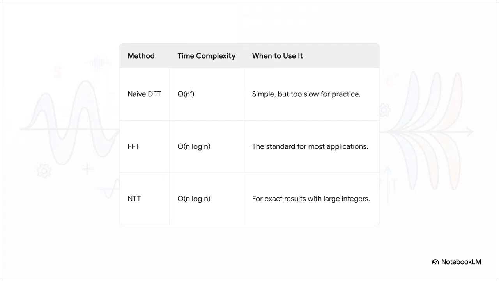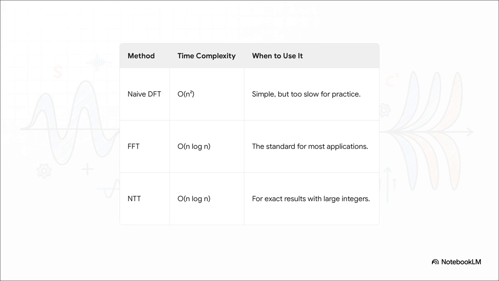Here's your cheat sheet on complexity. The naive, straightforward DFT, O of n squared. Just way too slow for anything practical. The FFT, O of n log n. That's the gold standard, what everyone uses. And then there's this other one, the NTT, or number theoretic transform. It's for special cases, like in cryptography, where you need perfect, exact answers with massive numbers and can't afford even tiny rounding errors.